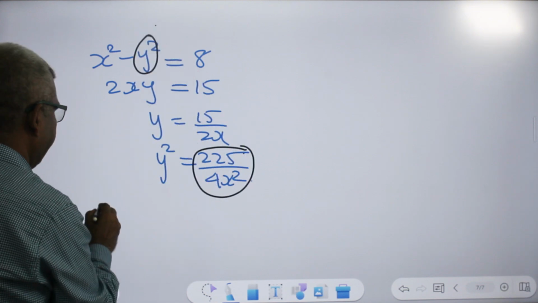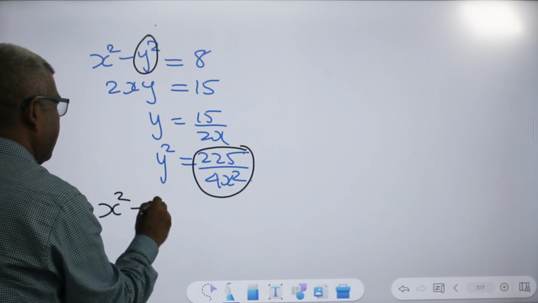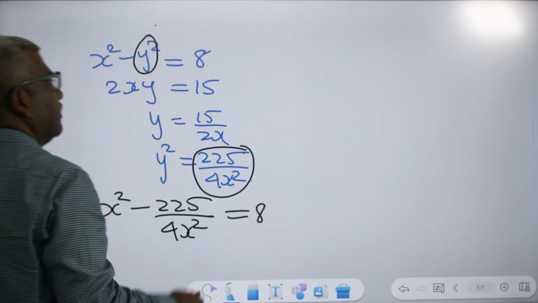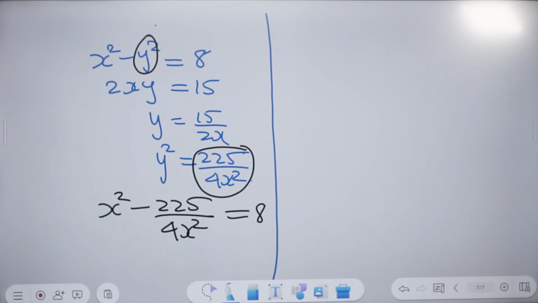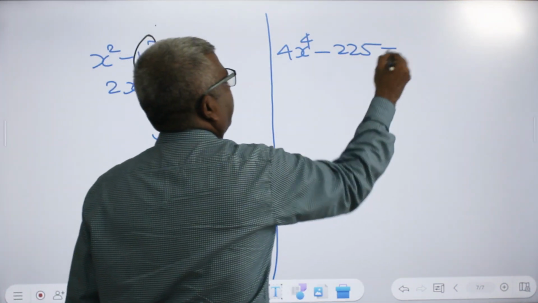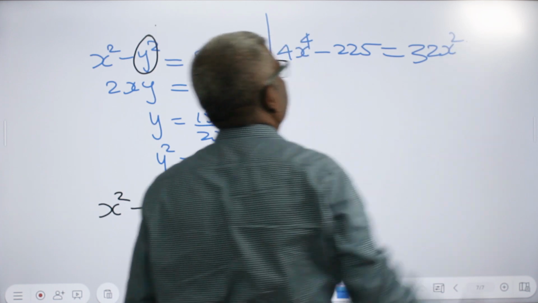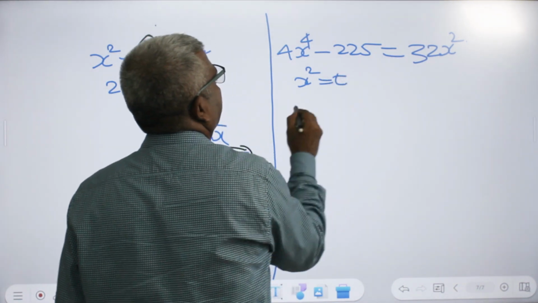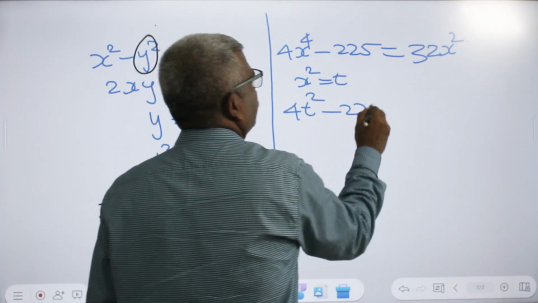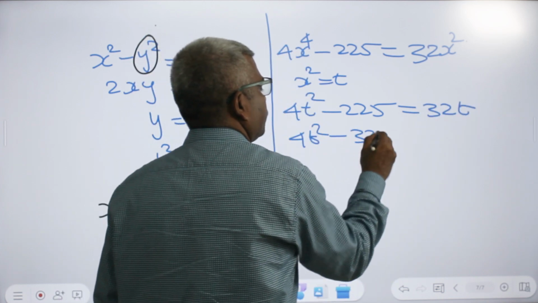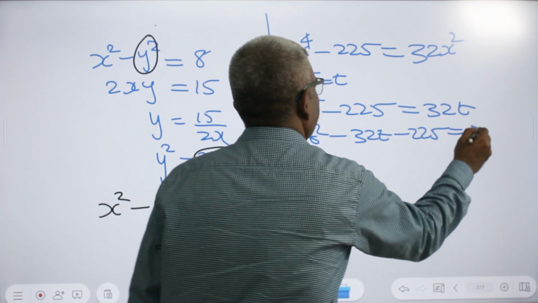So what will happen? x squared minus 225 by 4x squared is equal to 8. Copy down until now. Then we multiply the whole equation by 4x squared. So 4x power 4 minus 225 equals 32x squared. Let x squared be t. So 4t squared minus 225 is equal to 32t, that is, 4t squared minus 32t minus 225 is equal to 0.